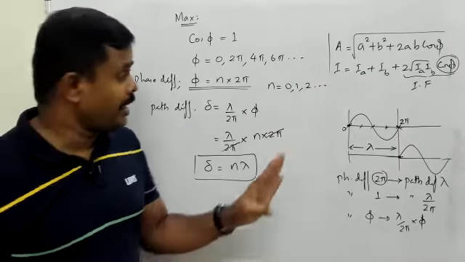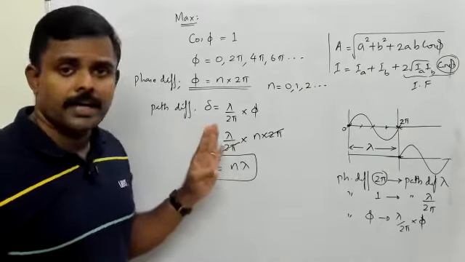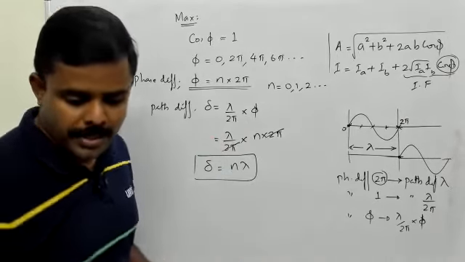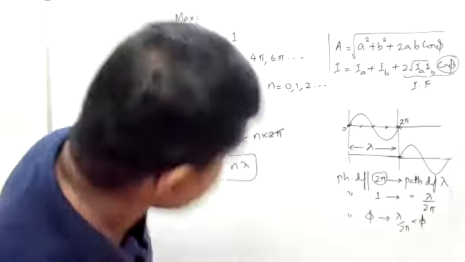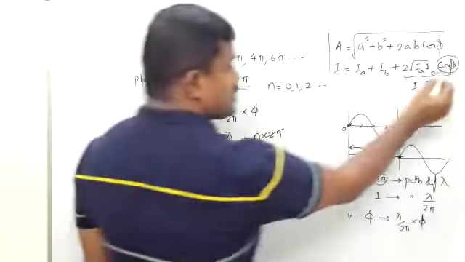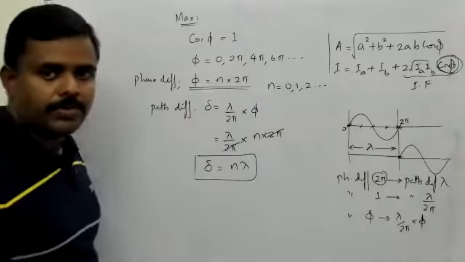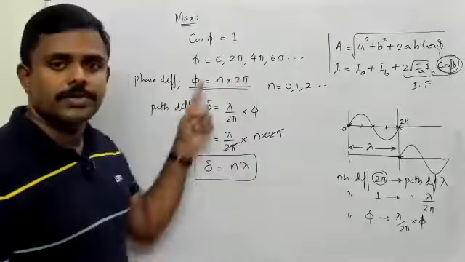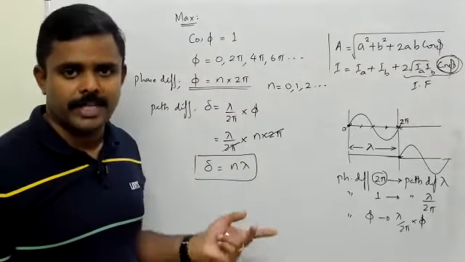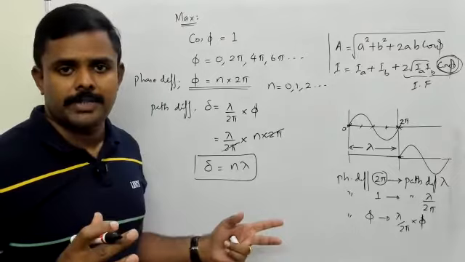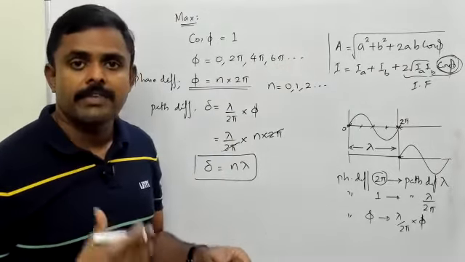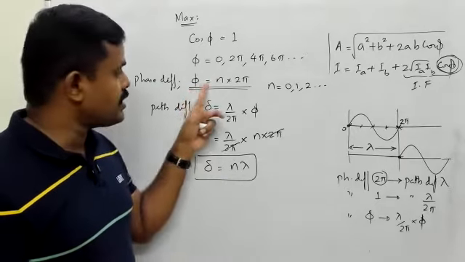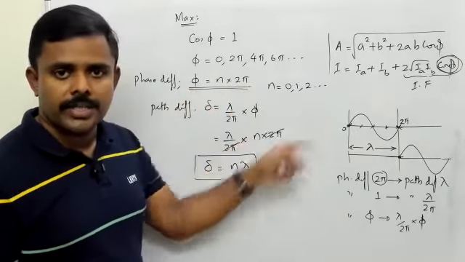I repeat this one more time, then I'll ask you. So we are trying to find out the condition for maximum. When two waves superimpose, the condition for maximum is what? I told you cos phi. This function has to be 1. Maximum value for cos phi is 1. Cos 0 is 1. Cos 2 pi is 1. Cos 4 pi is 1. Cos 6 pi. These are all even multiples of pi. So I can generalize as phi is equal to n into 2 pi, n is equal to 0, 1, 2, 3, etc.